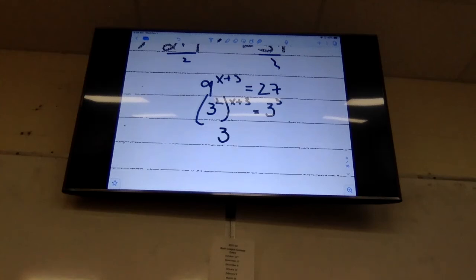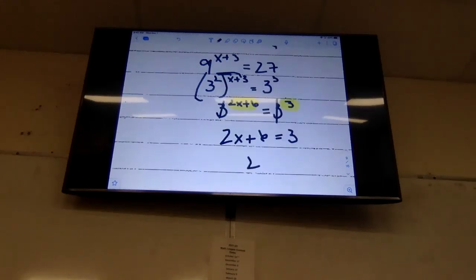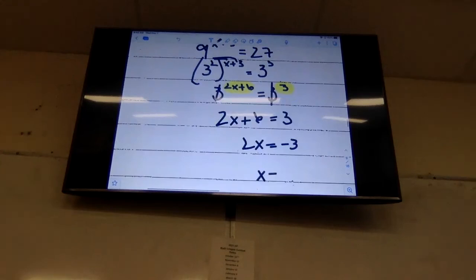I'm going to distribute that 2 to every part, so it becomes 2x plus 6 equals 3 to the third, so that I'm ready to go when I set them equal to each other. Bases cancel, 2x plus 6 equals 3. Minus 6 from both sides, 2x equals negative 3. Divide by 2, x equals negative 3 halves.